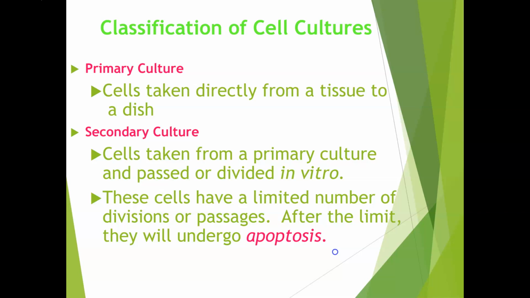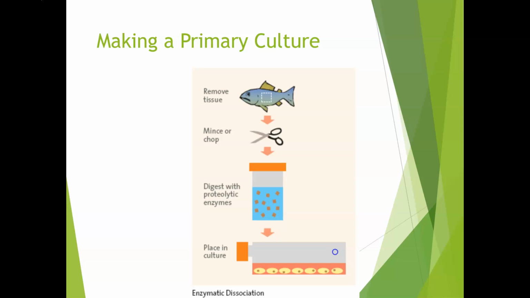To make a primary culture, you must remove sterile tissues aseptically. The tissue is cut into small pieces and then subjected to an enzymatic digestion to separate the cells from one another and from the non-cellular matrix to which they were attached in the organism. The cells are then added to a culture vessel with media with the appropriate nutrients. Hopefully they grow, at least for a time, so that you can do your experiments.